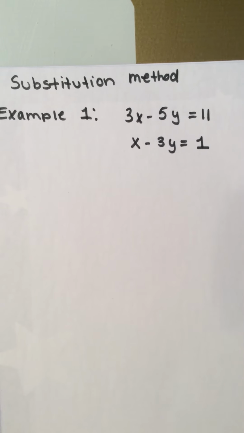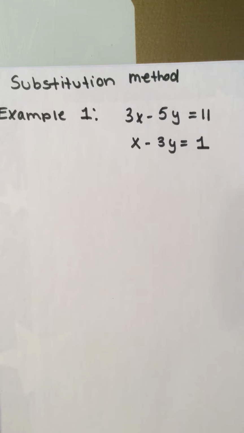Alright guys, so today we're going to be doing the substitution method, which is something you did in Algebra 1. You do a little bit in geometry, but let's go over that. So we have 3x minus 5y equals 11, and x minus 3y equals 1.